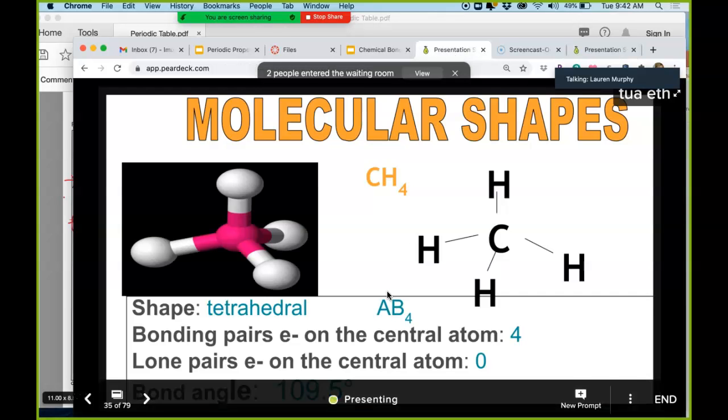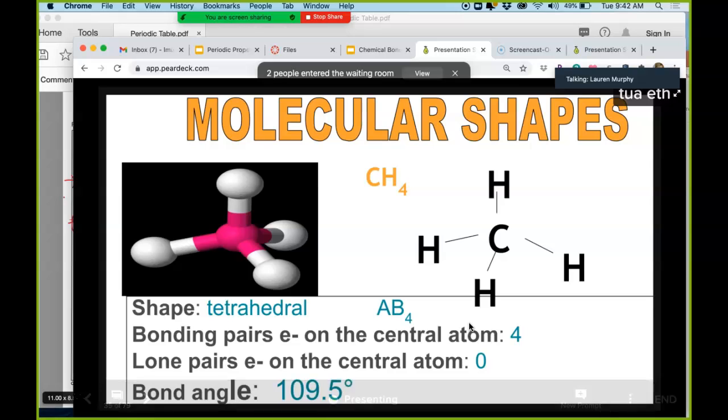So an AB4 molecule is an atom that has 4 things bonded to it with no lone pairs on the central atom. Okay. It's called tetrahedral because it has 4 faces. 4 faces. And its bond angle is 109.5. I highly recommend you making flashcards for these.